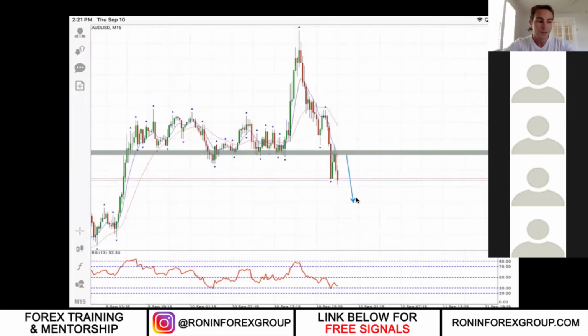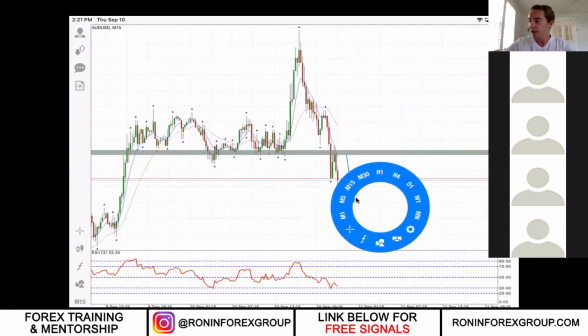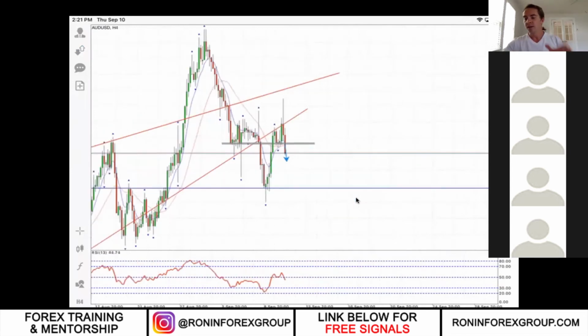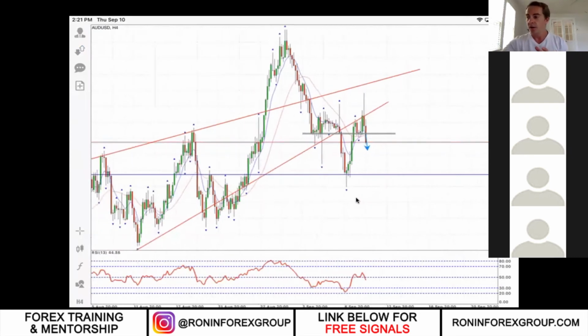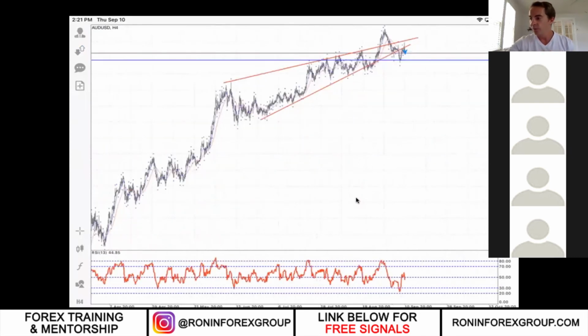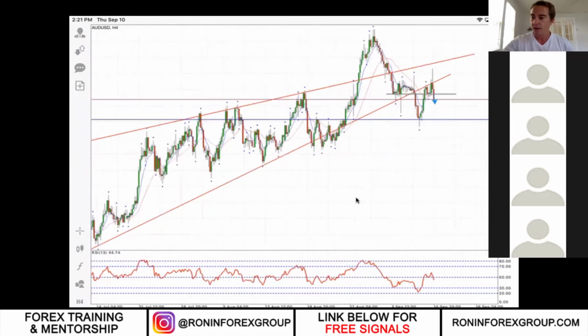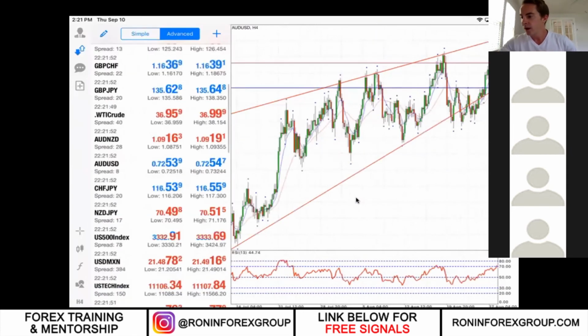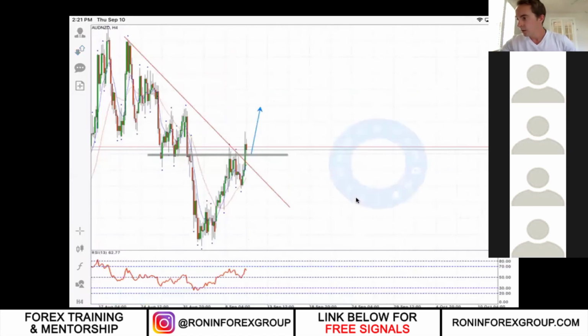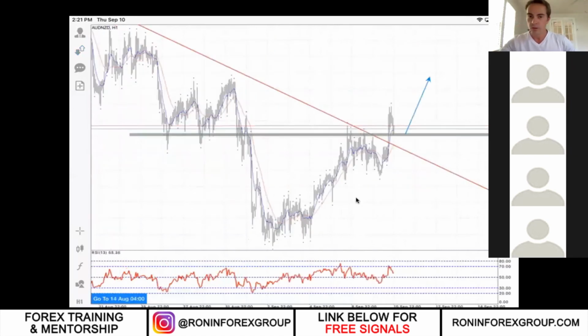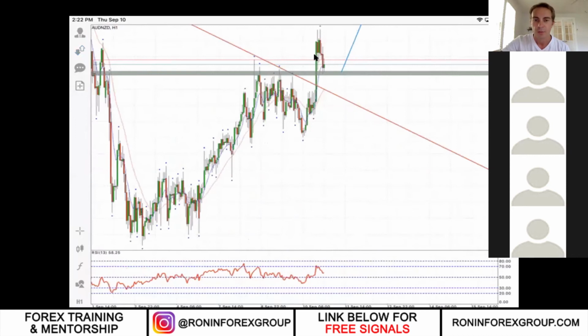And that's a great way to find trades though. But using that logic, Mark, we broke down out of this setup here. If you're looking at Aussie New Zealand, you can see, I think this would be a buy because we had a breakout and a retest.